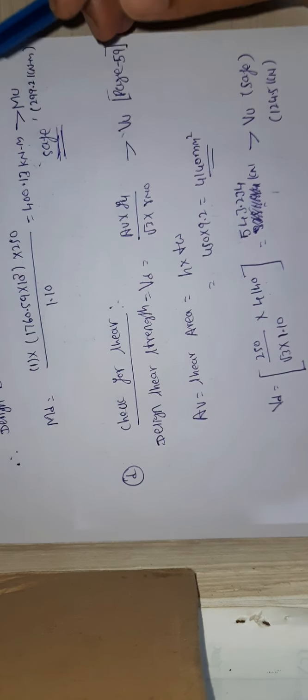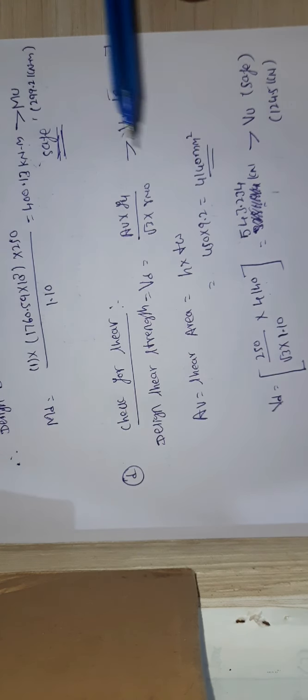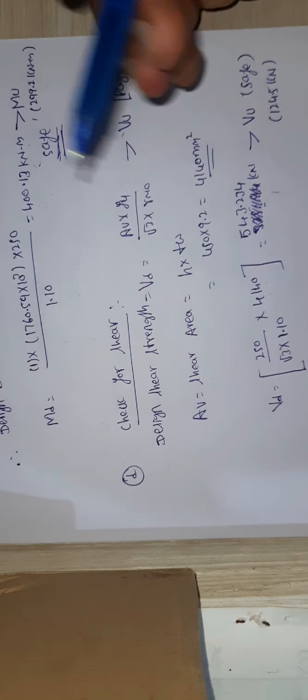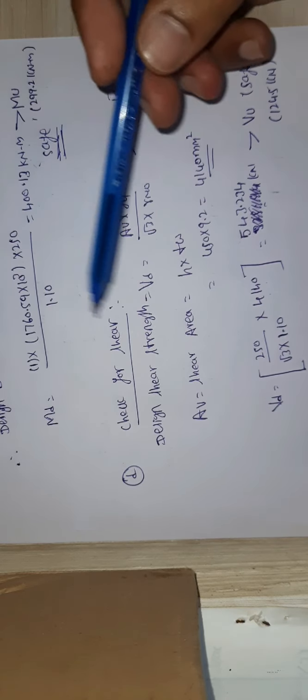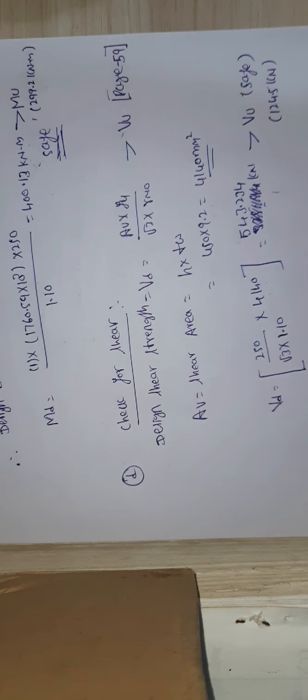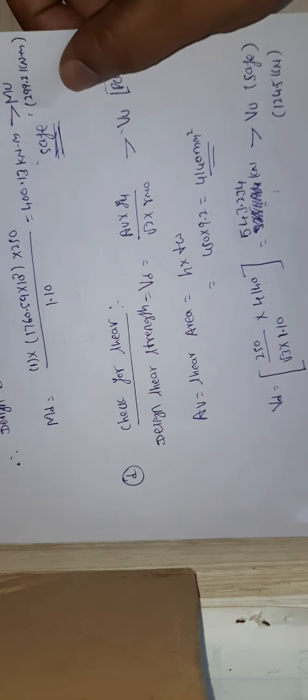Then I can say the selected section is safe against shear, against bending moment, and against deflection. Like this we need to check the selected sections. This is how we need to do it, guys, please.